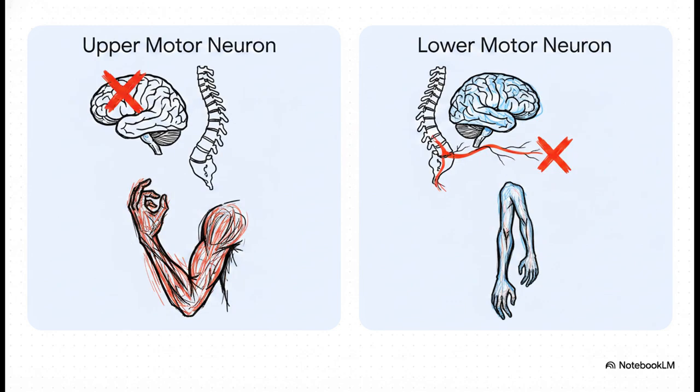And this ties directly into another fundamental concept: UMN versus LMN lesions. Cerebral palsy is a classic example of an upper motor neuron problem, and that leads to spasticity and hyperreflexia. In contrast, spinal muscular atrophy is a classic lower motor neuron problem, which results in flaccidity, hyporeflexia, and often those little muscle twitches called fasciculations. Understanding this difference is just essential.